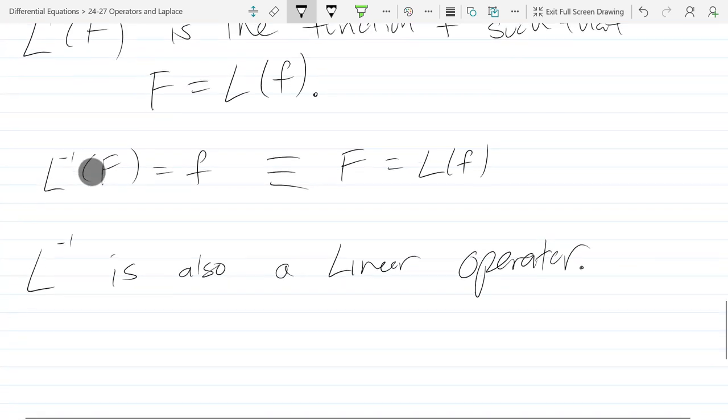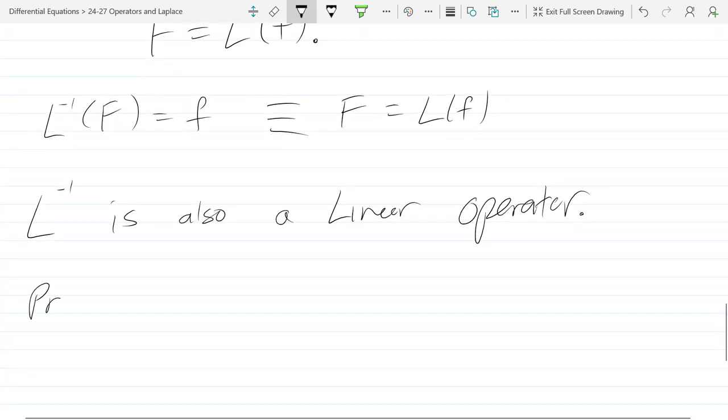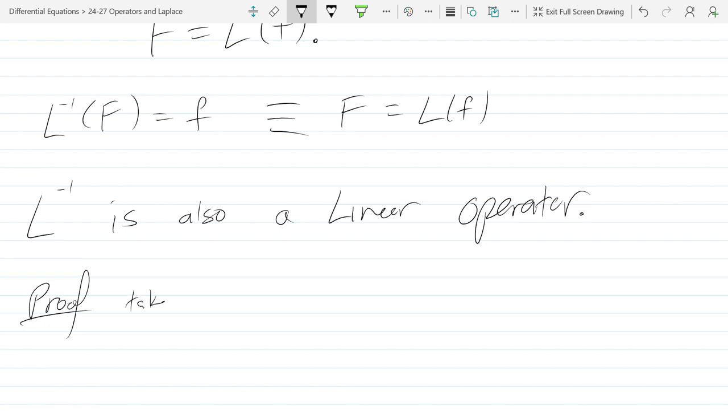Let's go ahead and prove this statement. I'm going to use capital F and capital G for the inputs for L inverse. I could use little f, little g, but I'm using the little f, little g for the original functions and capitals for the functions of s on the other side.